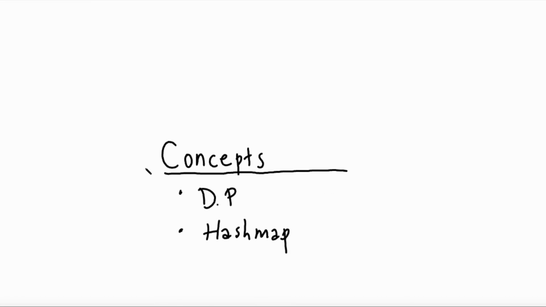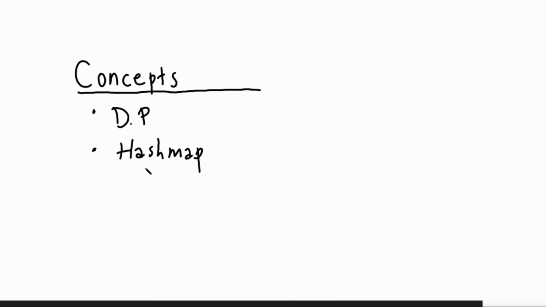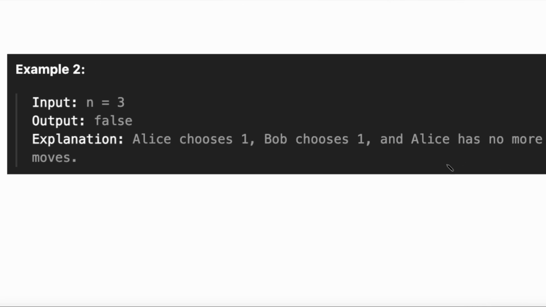Divisor game. So to solve this problem, we need to know two concepts: dynamic programming and hash maps. DP is all about building solutions on top of solutions, and hash maps are simply data structures that map keys to values. A key is an identifier, a value is the value it matches to. For example, 1 can match to the name Bob, in which case 1 will be the key and Bob will be the value.